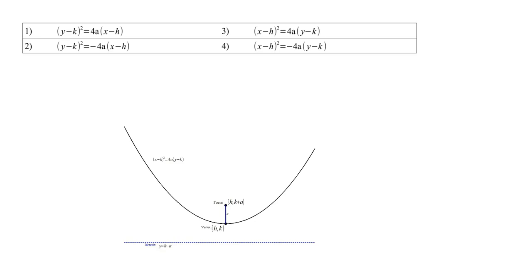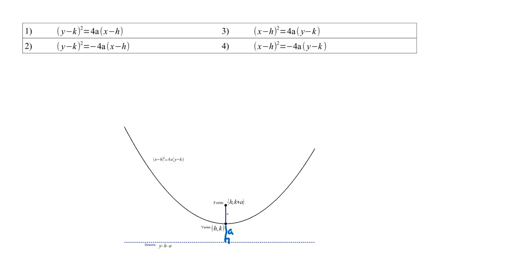Then we have the directrix. And the directrix, you can see, is running perpendicular to this line that connects the vertex and the focus. And the directrix is also a away from the vertex. So this perpendicular distance right here is a.